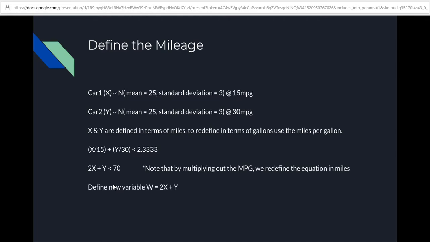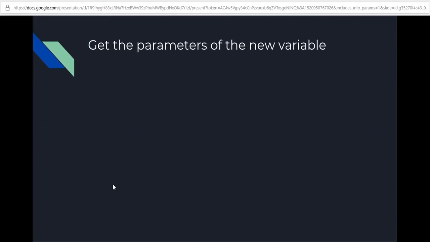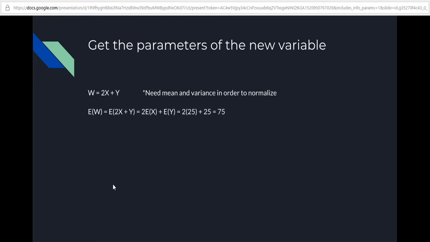Okay, now what we're going to do is we're going to take our 2x plus y and redefine a new variable w equal to that 2x plus y. So now we want to get the parameters of this new variable. So w equals 2x plus y, and we're going to be finding the expected value of w. So you can see here we have the expected value of 2x plus y.